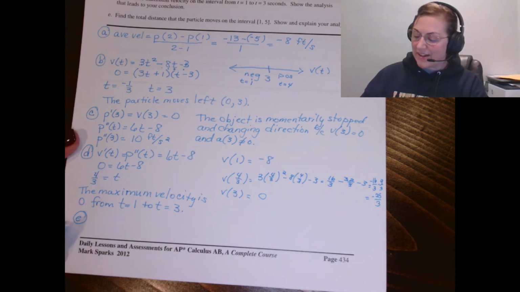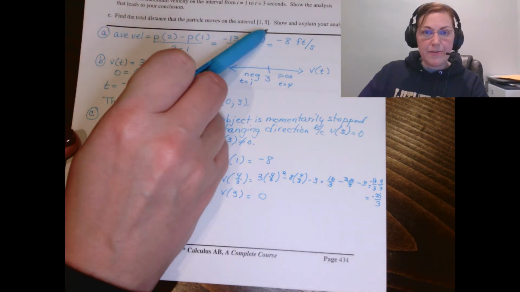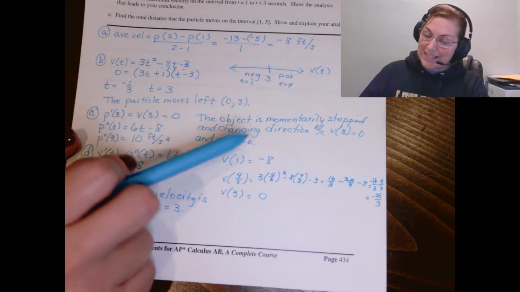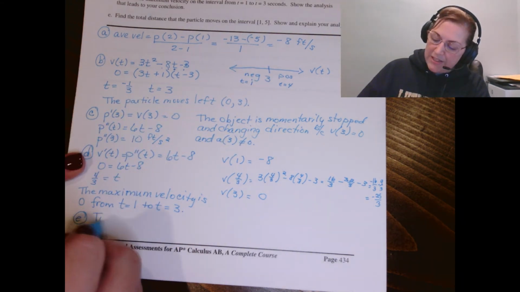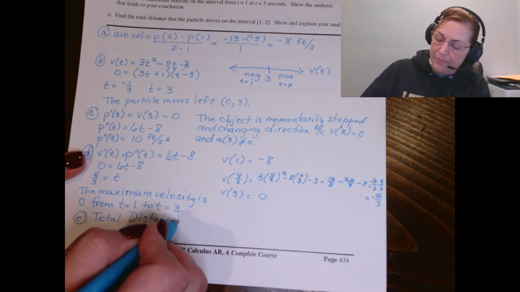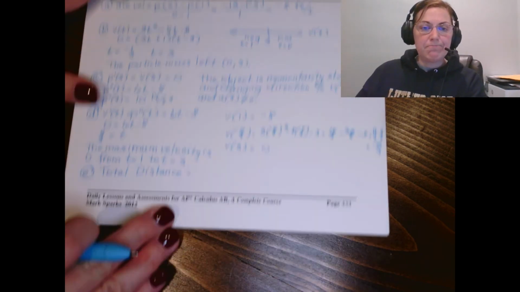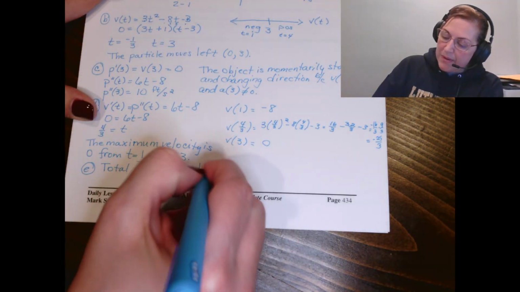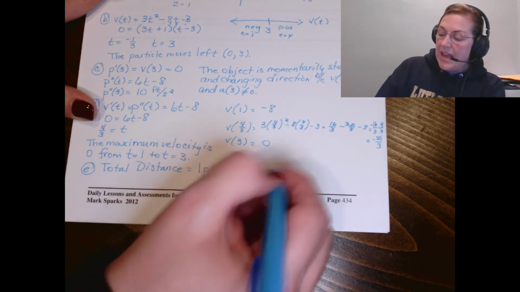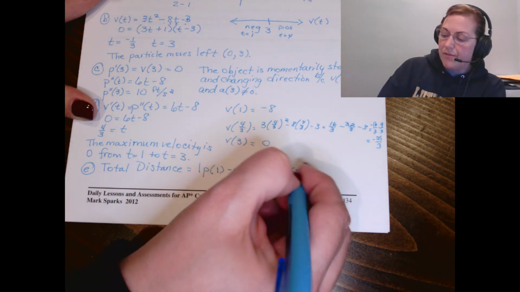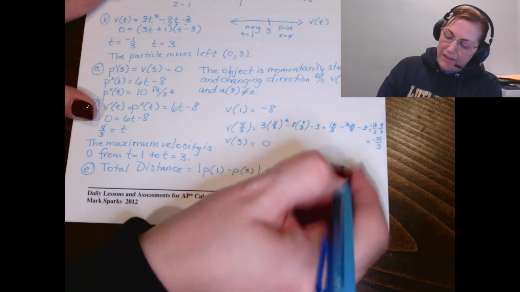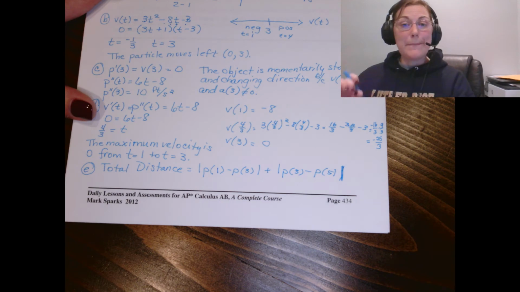All right, so I've got an interval from 1 to 5. Remember that the object changed directions at t equals 3. We learned that in part C. So when I do total distance, I've got to do the distance from the beginning to the turn. So I'm going to do the distance from the beginning, which is 1, to the turn. And then I'm going to do the distance from the turn to the end. And that's an absolute value sign there. All right. And these are position.